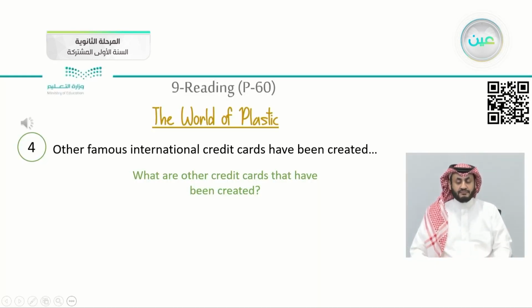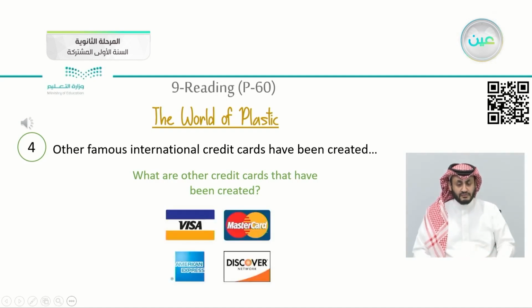Now the fourth paragraph. Try to find the answer for this question. What are other credit cards that have been created? Now we're having new ones. What are they? Let's listen. Other famous international credit cards have been created, such as American Express, Visa, and MasterCard. There are hundreds of local bank cards, department store credit cards, supermarket credit cards, and so forth around the world.